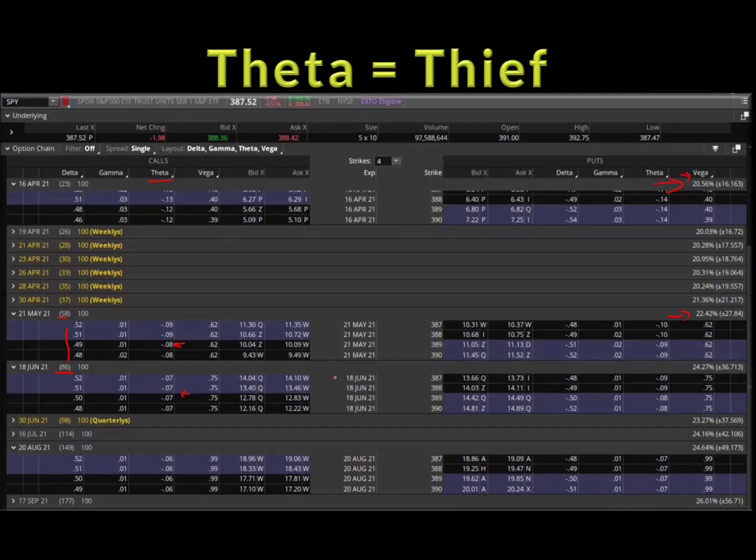If we looked at the strikes that are very close, right? These are basically the same strikes. We can see that this one only decreases 7 cents a night, this 8 cents a night, right? But what if we were inside of here and buying? Look at that. The theta is almost twice as much.